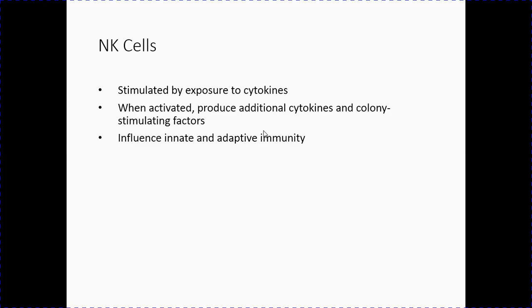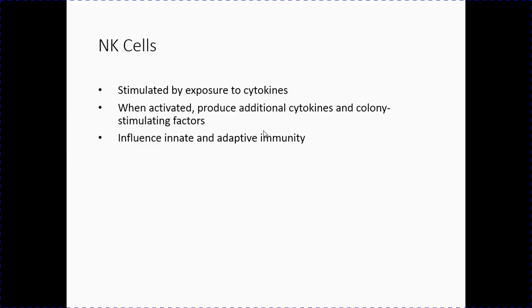So when we're talking about the action of natural killer cells in the innate immune response, we think of this as the cellular defense. Natural killer cells get activated by exposure to cytokines, which are increased in viral infections, for example. And once they're activated, natural killer cells produce additional cytokines and things called colony stimulating factors, which we'll talk about another week when we're talking about cytokines in more detail. But they help recruit other T cells to the area.